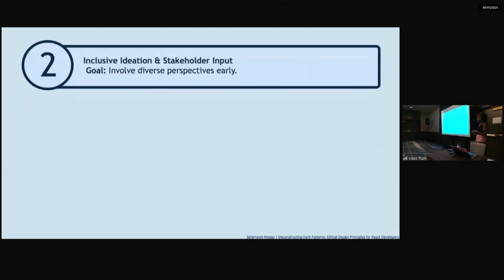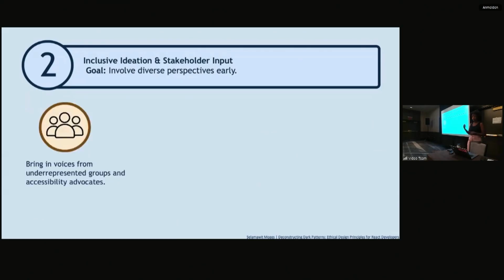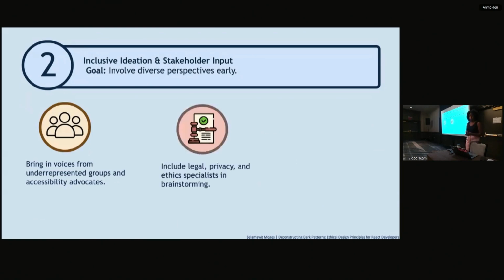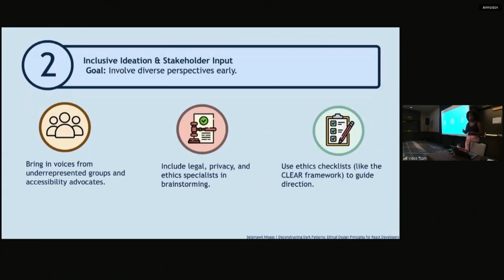Next is inclusive ideation and stakeholder input. And here is an opportunity to involve diverse perspectives early. So that can look like bringing in voices from underrepresented groups and accessibility advocates super early in the brainstorming session. Include legal, privacy, and ethical specialists in the brainstorming phase. And lastly, use ethical checklists like CLEAR to guide direction.